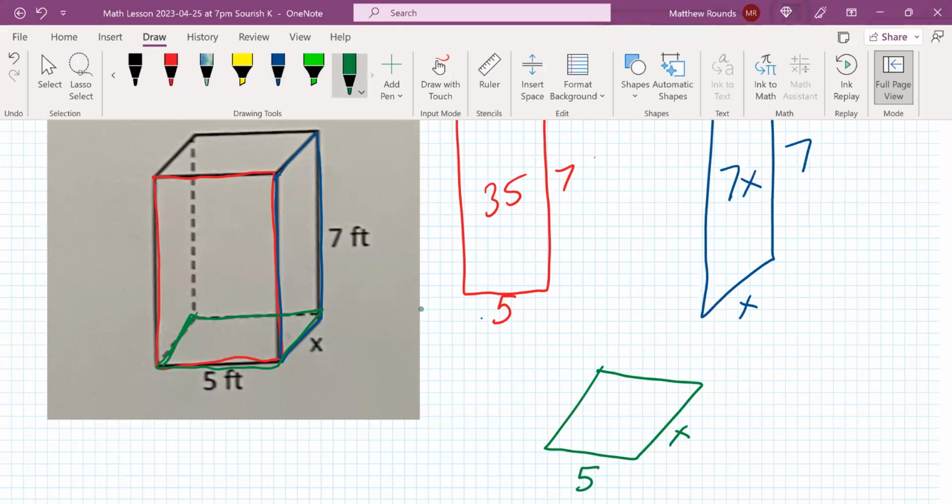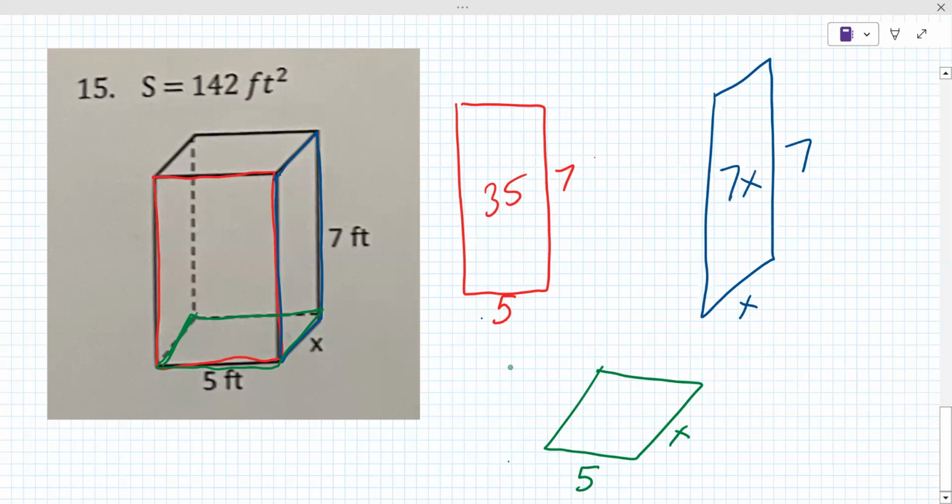How about the green? What's the area of the green? The area of the green is 5x. It's 5x, good.